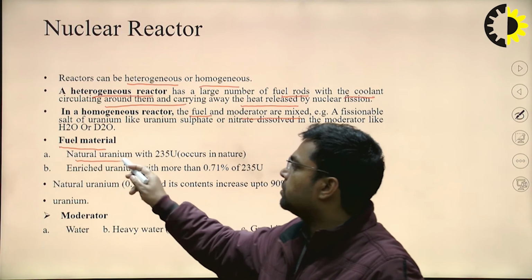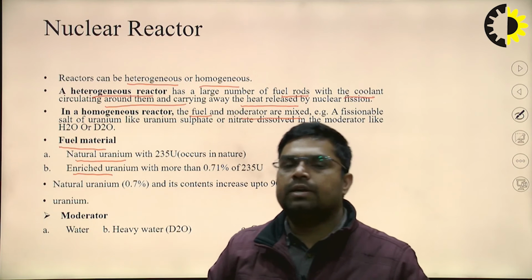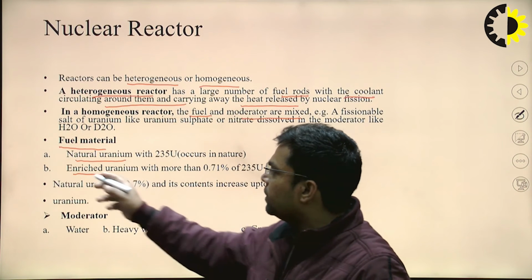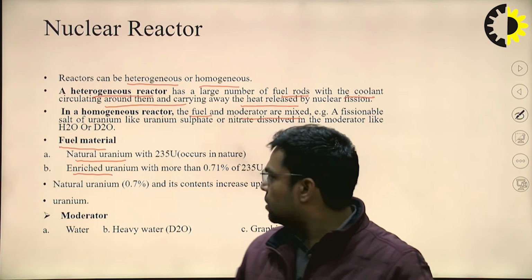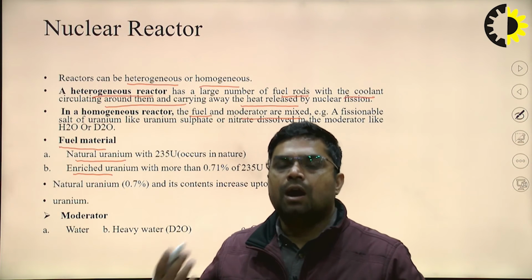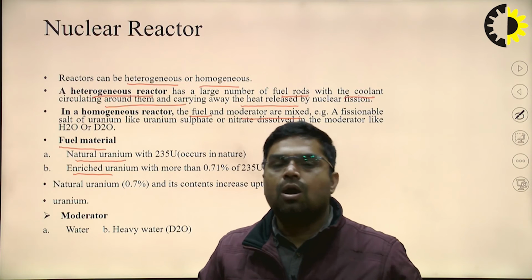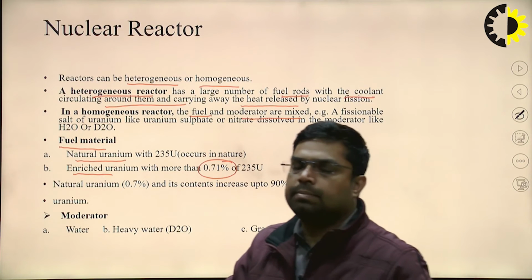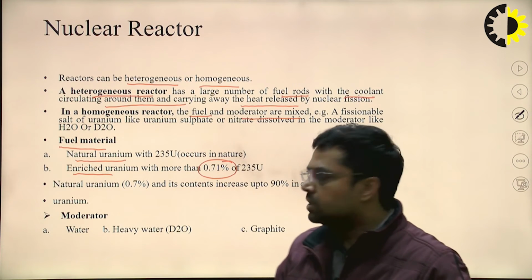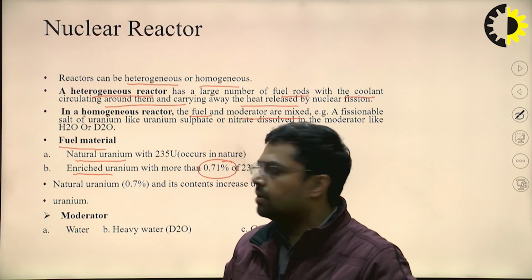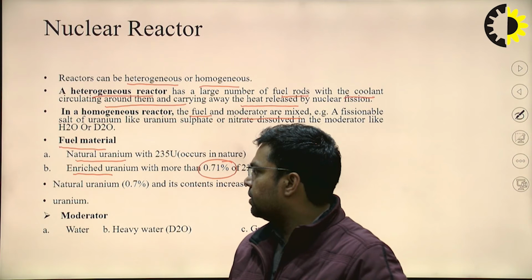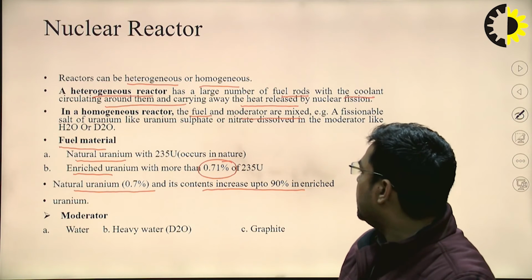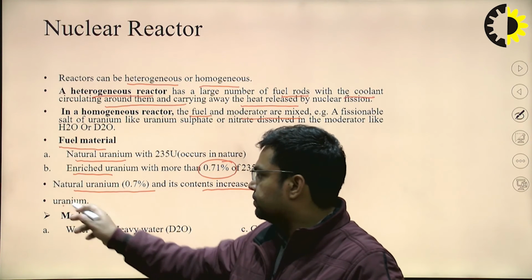Another way we classify nuclear reactors is by nuclear material: generally we use either natural uranium or enriched uranium. The difference is that in enriched uranium the concentration of uranium-235 is higher than in natural uranium. Natural uranium has about 0.71%, and its content increases up to 90% in enriched uranium.